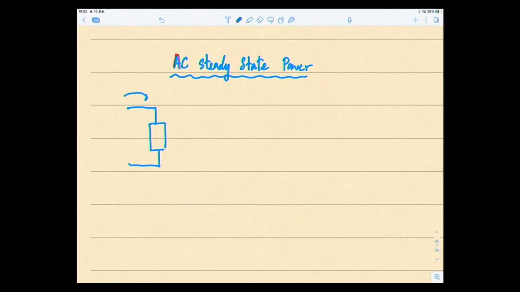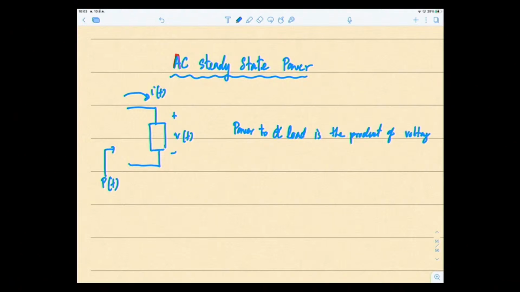If we have a current flowing and there is a voltage drop across an element, and we want to find the power for this element, then the power to a load is simply the product of the voltage drop and the current that goes through it. But in AC, we call this the instantaneous power.